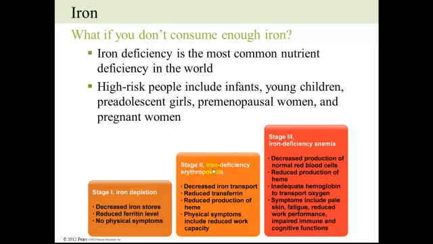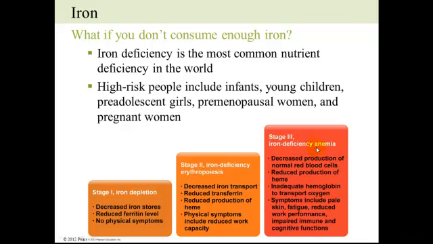In stage 2, this is where you have iron deficiency erythropoiesis. Erythropoiesis is the production of red blood cells. So in this case, the red blood cells are being produced, but with lacking iron. So therefore, there is not going to be enough iron transport. The molecule that does iron transport is called transferrin. We're seeing reduced production of heme here. And then this is where we're going to start seeing some of the effects.